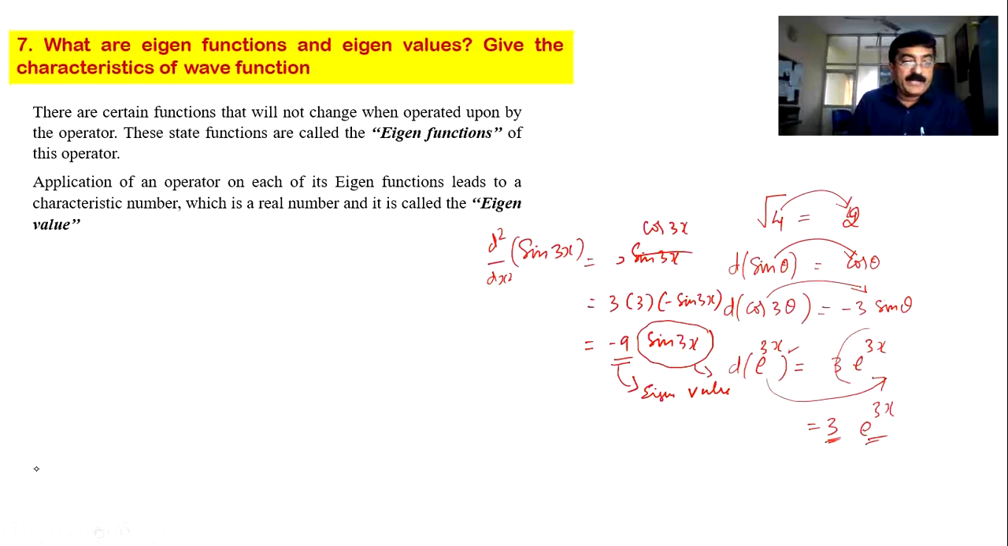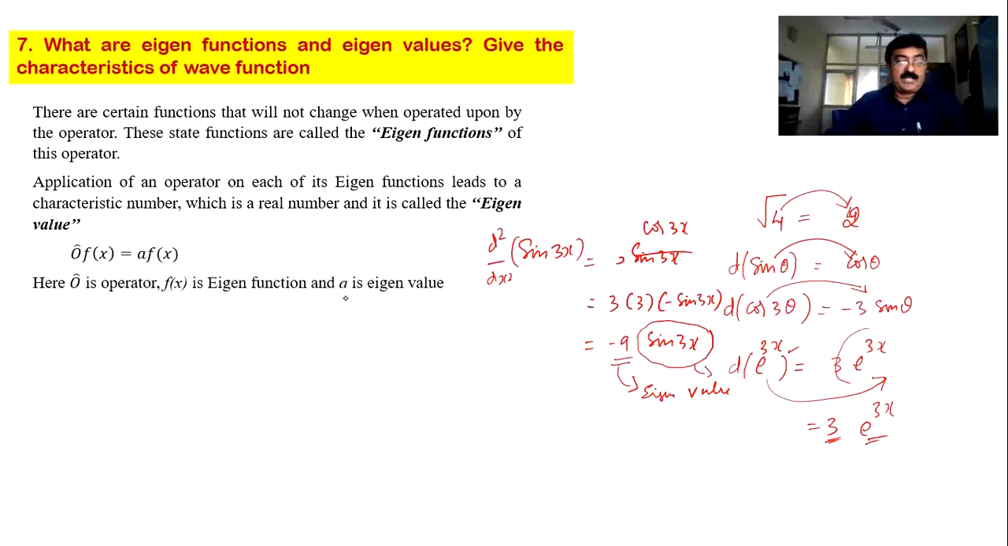Application of an operator on each of the eigenfunctions leads to a characteristic number, which is a real number, and it is called the eigenvalue. Of course, minus 9 is a real number, 3 is a real number, so the value you get is the eigenvalue. This is the general definition, as mentioned here: O is an operator, f of x is a function. If you get back the same f of x along with a, then f of x is the eigenfunction and a is the eigenvalue.